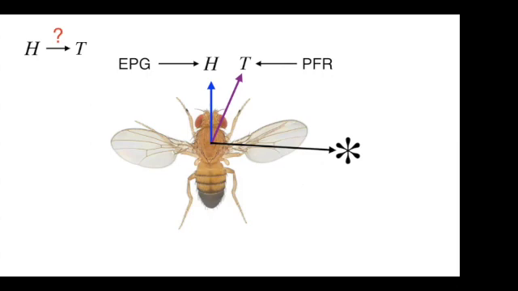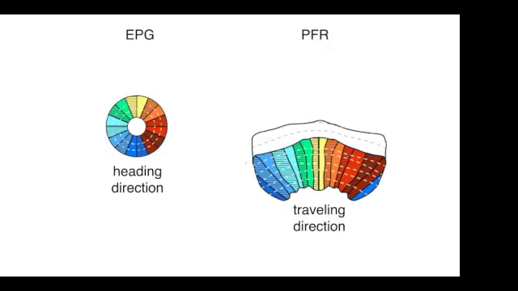How is the difference between these computed, presumably on the basis of some kind of flow information, optic flow information being carried by the visual system? So let me just say how we attack this first. Just to summarize, there's a bump of activity in the ellipsoid body that tells you heading direction. There's a bump of activity that represents traveling direction in the fan-shaped body.